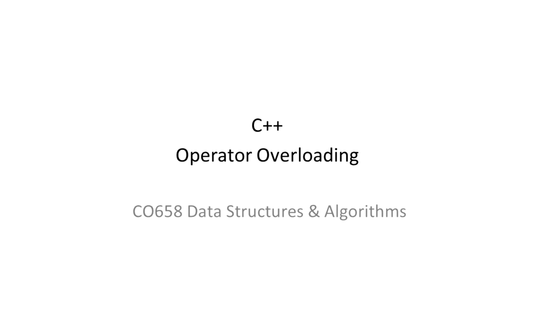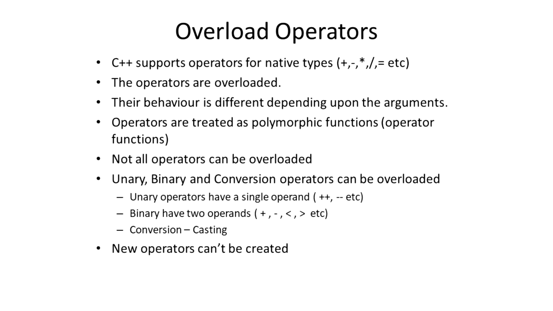So let's have a look at operator overloading. Now, we're probably most familiar with overloading in the context of methods. When we have an overloaded method, it has the same name as another method, but it will contain a different parameter list. That might be a different number of parameters or a different type for the parameter.